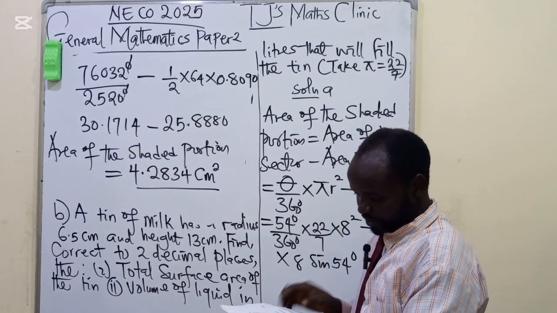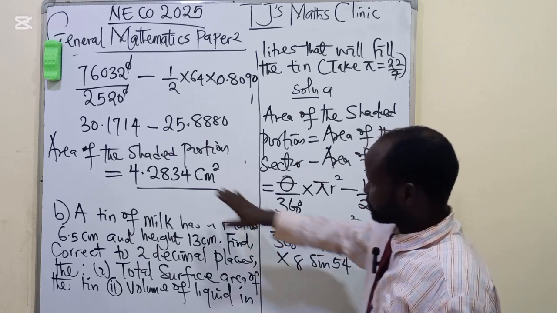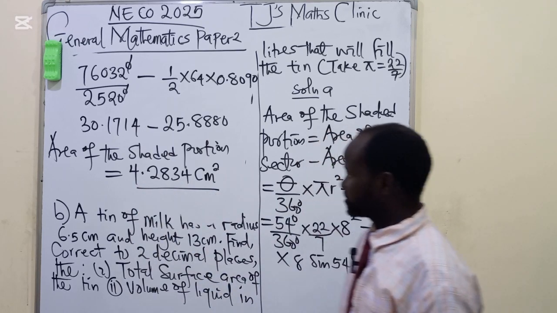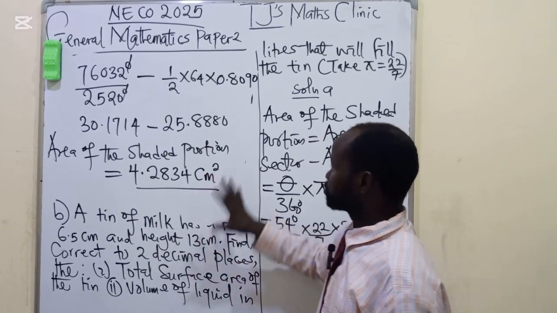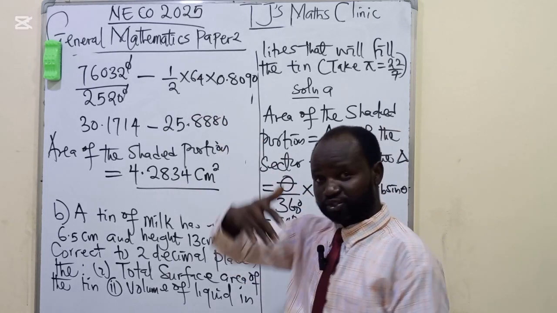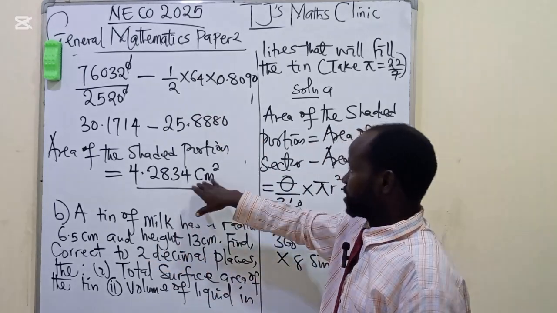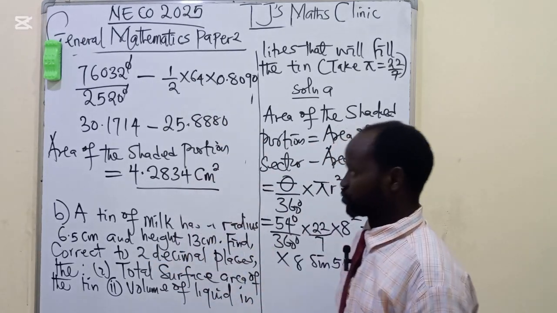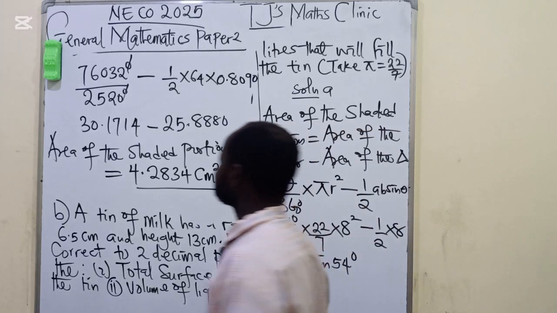We are asked to calculate the area of the shaded portion. So the area of the shaded portion is 4.2834 centimeter square. Since the unit from the question is centimeter, the area will be in centimeter square. So this is the solution to 8A.